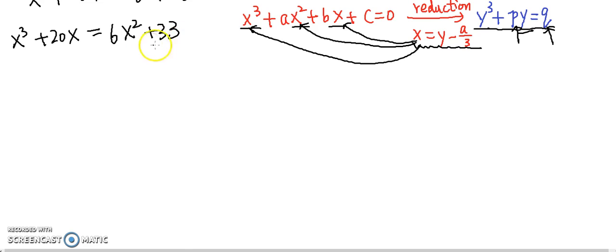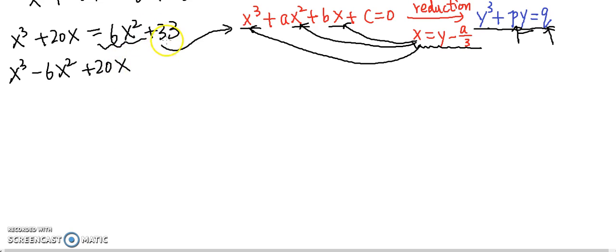But before we do that, we're going to change the equation to the standard form, which means we move everything to the left side. So we subtract 6x squared from both sides, or you just move 6x squared from the right to the left, which changes positive to negative, plus 20x, and move 33 to the left, so equals 0. So this is the standard form, which matches the equation here.